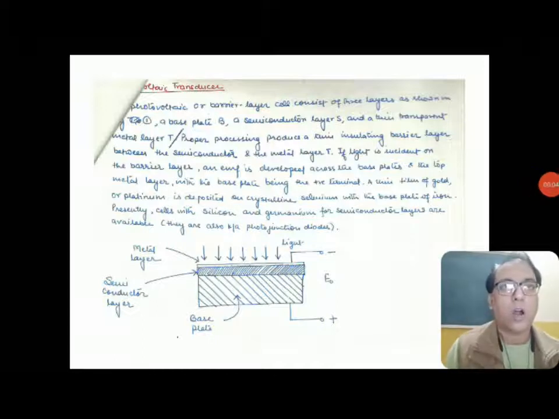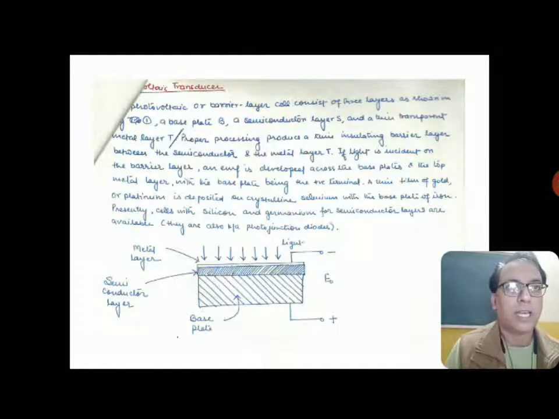A photovoltaic cell or a barrier layer cell consists of three layers as shown in the figure: a base plate B, a semiconductor plate S, and a thin transparent metal layer T. Proper processing produces a thin insulating barrier layer between the semiconductor and the metal layer T. If light is incident on the barrier layer, an EMF is developed across the base plate and the top metal layer, with the base plate being the positive terminal.